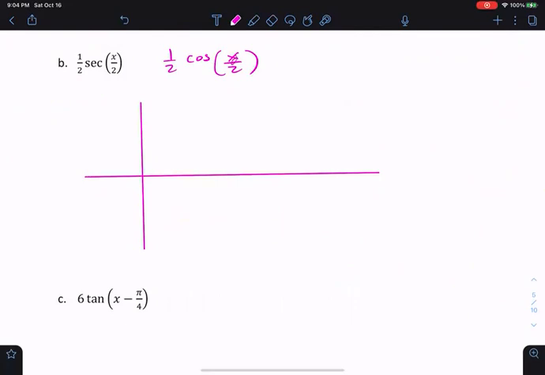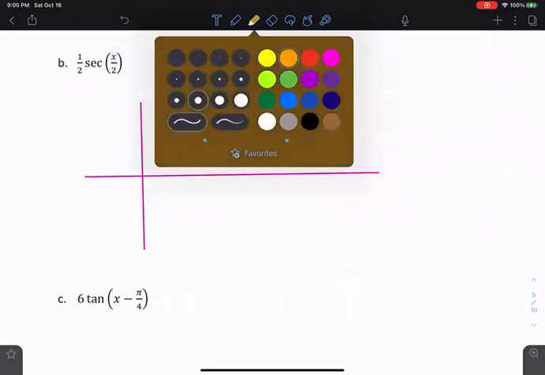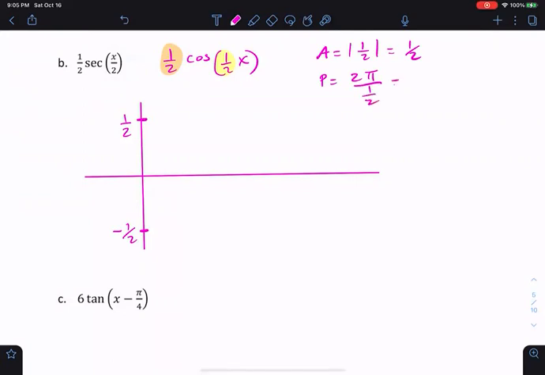So you can just say that this is 1/2 x, and you can see that this is a horizontal stretch. And this is also a vertical compression, so this is going to bound from 1/2 to negative 1/2. There's no phase shift here. The amplitude is 1/2. The period equals 2 pi over b, in this case 2 pi over 1/2, so this is going to be 4 pi.